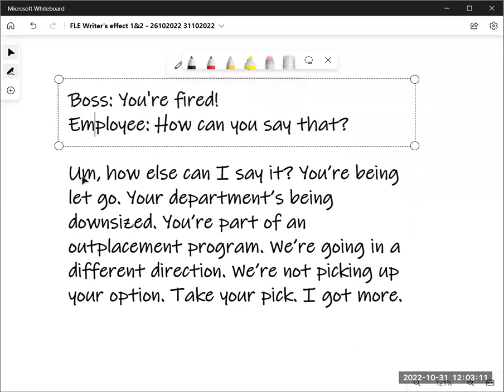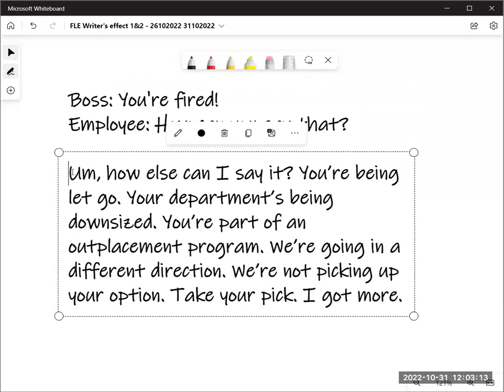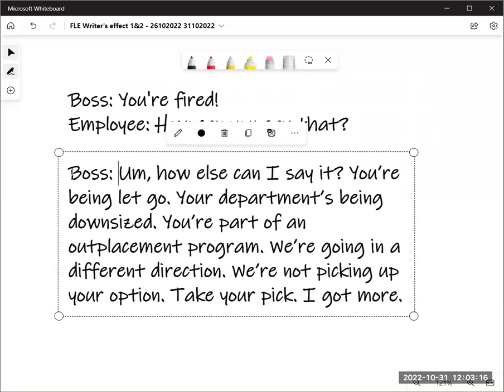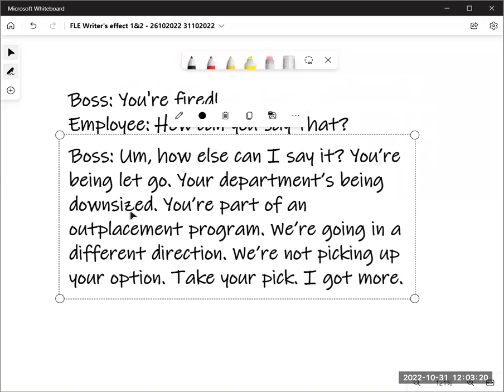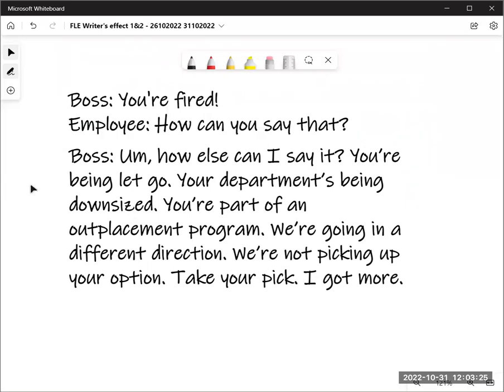Boss: You're fired. Employee: How can you say that? Boss: How else can I say it? You're being let go. Your department's being downsized. You're part of an outplacement program. We're going in a different direction. We're not picking up your option. Take your pick. I got more. All right.